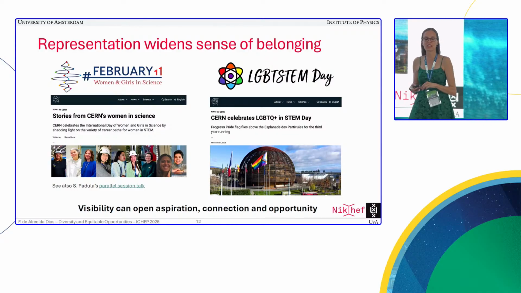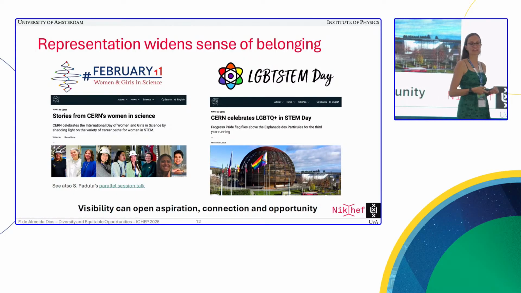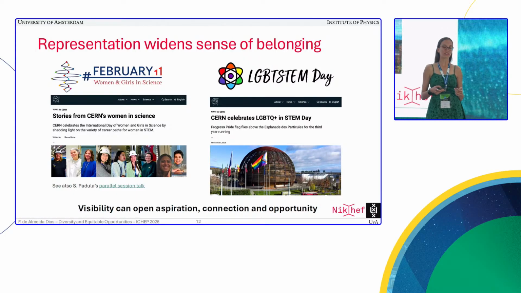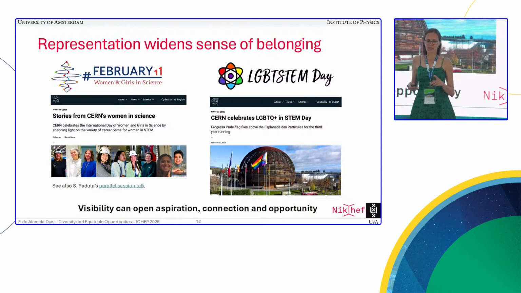These are two of the actions that we normally do within our field. We have February 11, which is the International Day of Women and Girls in Science. And then we also have LGBTQ STEM Day, which is at the end of November, I think.